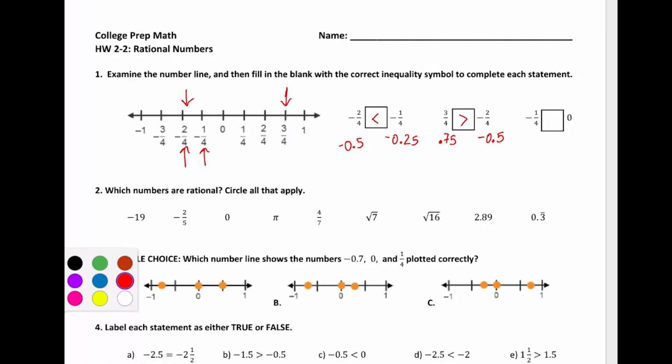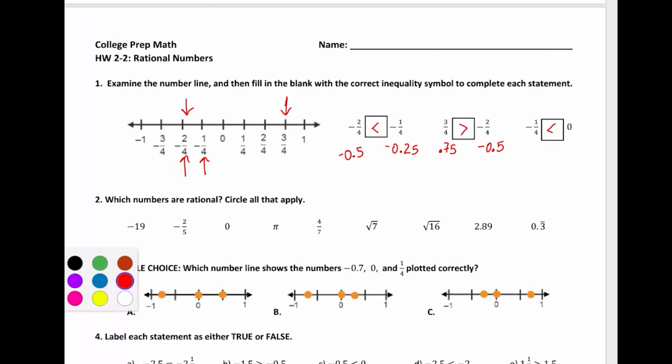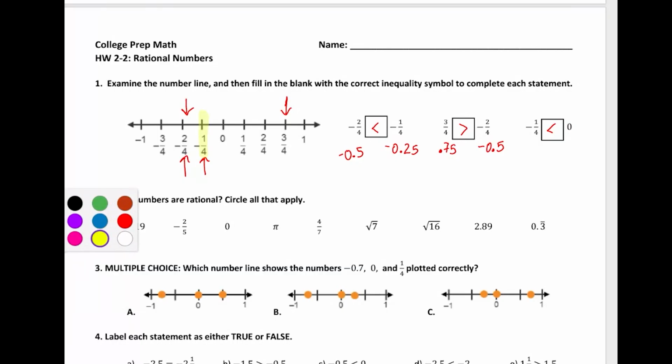Lastly, we've got negative 1/4 and 0. Well, negative 1/4 is negative, and all negative numbers are smaller than 0. But we can see we've got negative 1/4 here and 0 here. So we can see pretty clearly that negative 1/4 is smaller than 0.